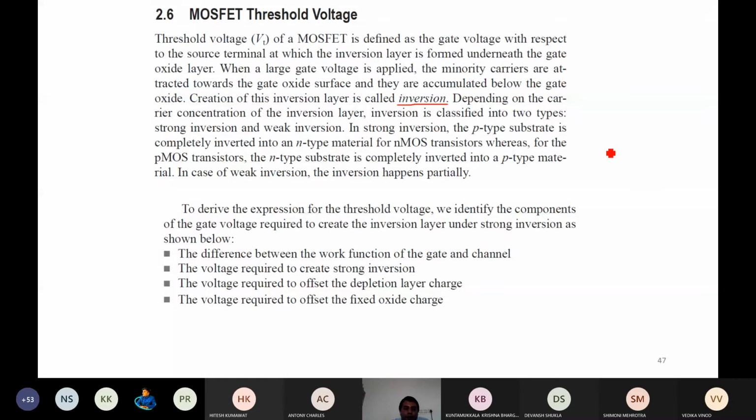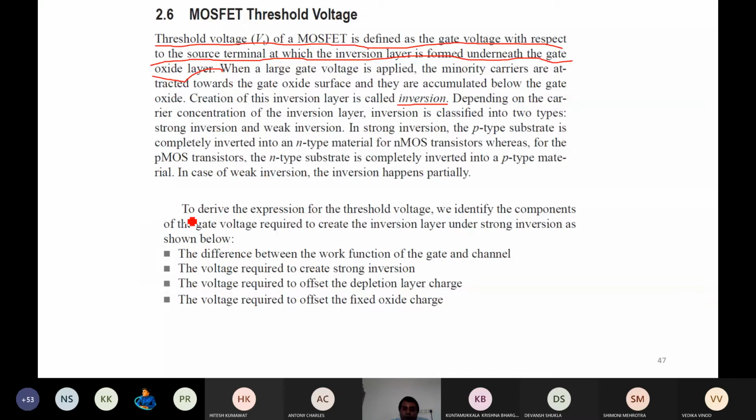Inversion we already understood. So in this situation we can derive the threshold voltage expression, meaning whatever voltage is required for creating the channel, that is the threshold voltage. Threshold voltage is defined as the gate voltage with respect to the source terminal at which the inversion layer is formed underneath the gate oxide. These are the physical requirements, but mathematically we are going to calculate how to derive this threshold voltage.